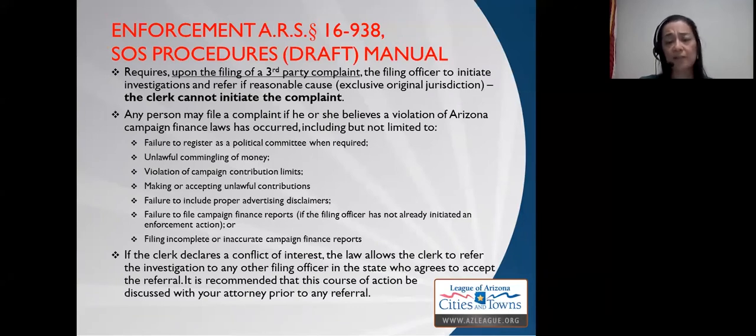Just generally for other types of complaints, the thing I want to highlight is that filing officers cannot initiate complaints. It has to come from a third party. There's a list here from the procedures manual that mentions all the reasons someone might file a complaint. And if there's any type of conflict of interest, or if you anticipate there might be one, you might want to talk to your attorney about what other filing officer you can use in the state. Maybe you can share if you have a conflict, so you can refer it out to another clerk if there's a referral that you can't take for some reason.